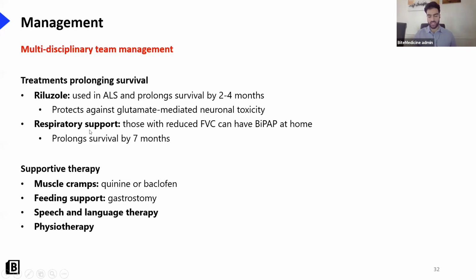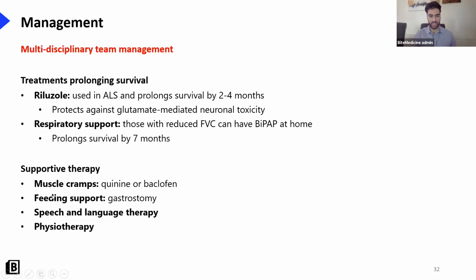Respiratory support: as we said, these patients start to lose their respiratory function, the nerves supplying those respiratory muscles get affected, and they eventually need BiPAP at home. That's a type of non-invasive ventilation, and that prolongs survival by 7 months. And then you can have a bunch of supportive therapies.